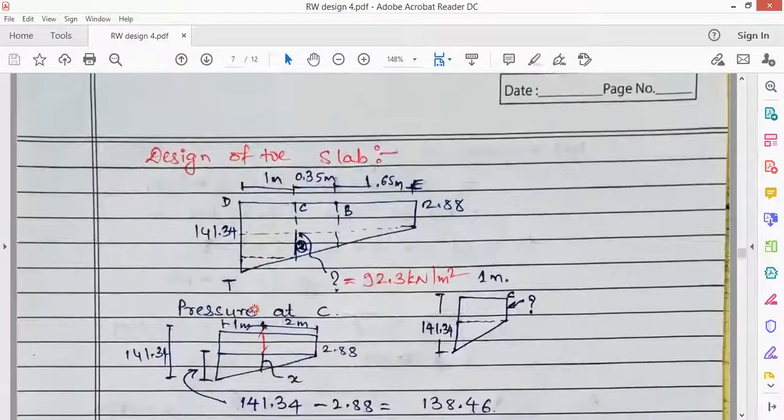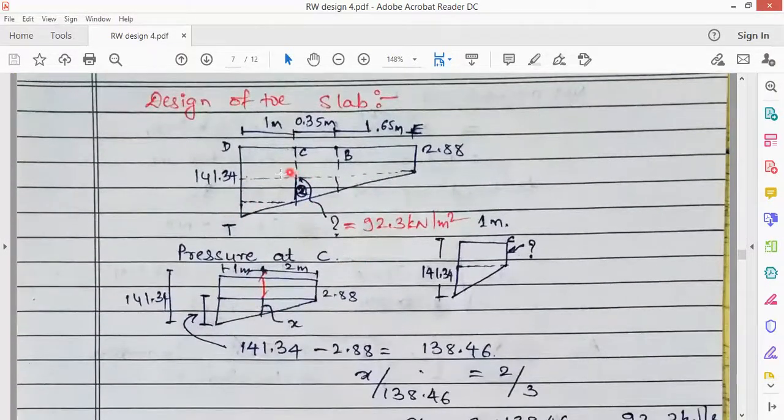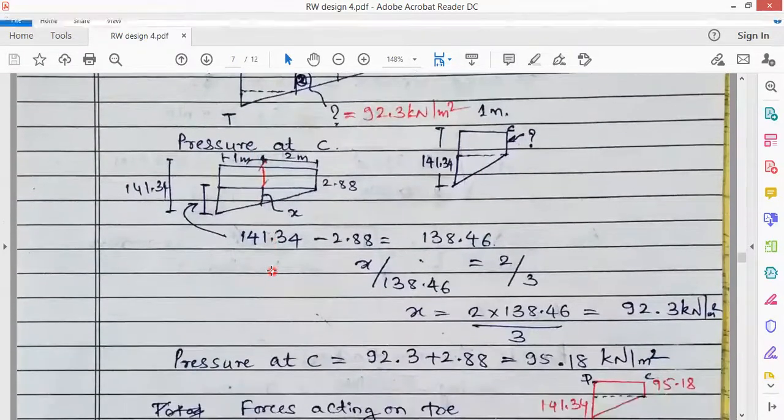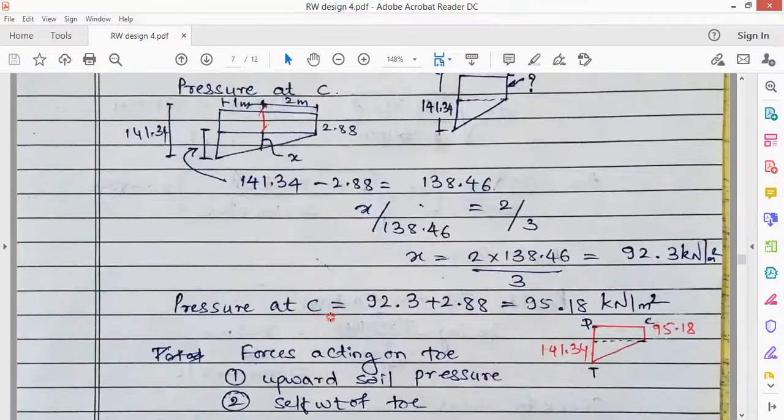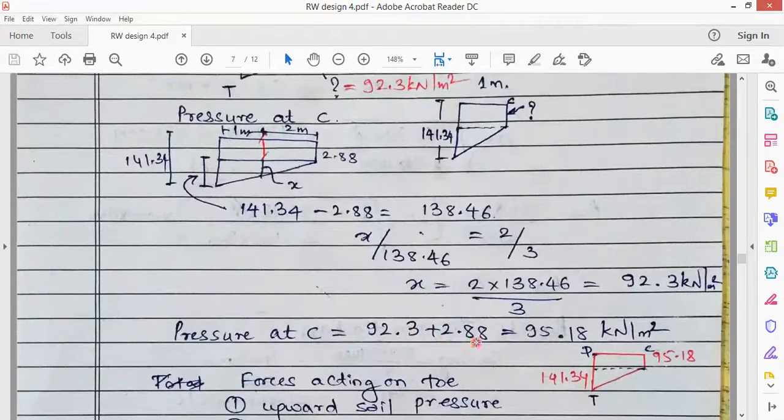So at C I will calculate the pressure. As I said, we can go for the similar triangles method or interpolation directly. Whatever method you want, we can use that and calculate the pressure at C point. I have calculated here the pressure at C point as 92.3 plus 2.88 is equal to 95.18.